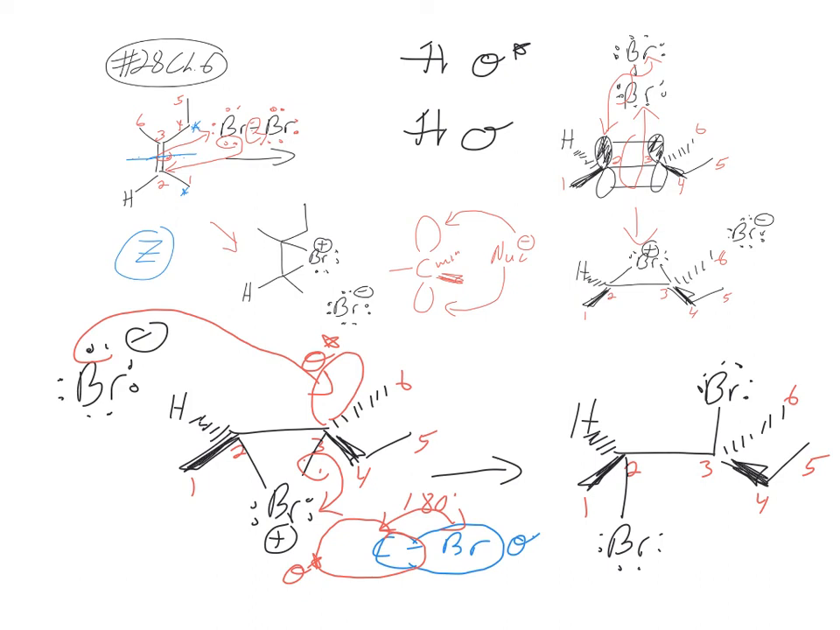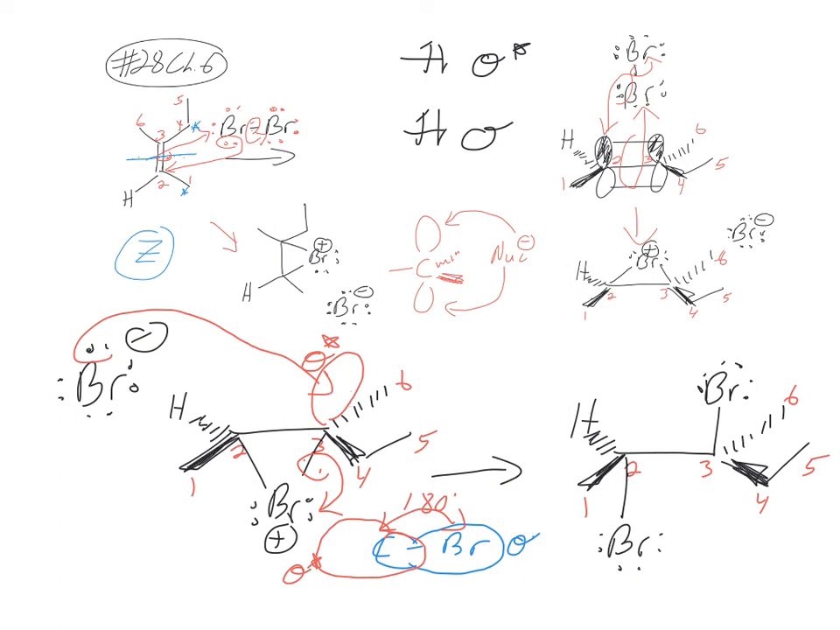So what kind of products do you end up making? They have to be trans. Right? They must be trans. Because the bromine can't come here because that's electron rich. There's electrons here. I need to go for the opposite side where there's no electrons, where it's delta plus.